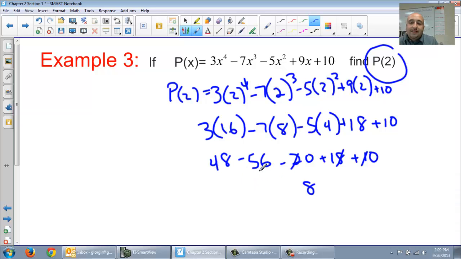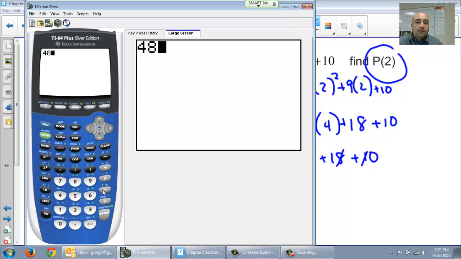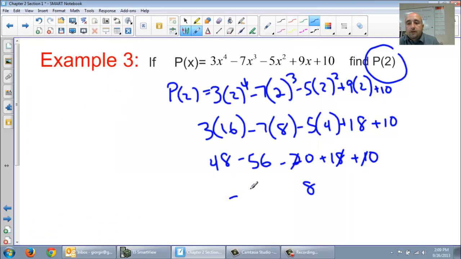48 take away 56 is negative, what do we get there? Let's do that on our calculator just so I'm showing you the proper way. 48 take away 56, I don't want you to think I'm doing this wrong, is negative 8. So we have negative 8 plus 8. So what is p of 2? 0. Negative 8 plus 8 is 0.